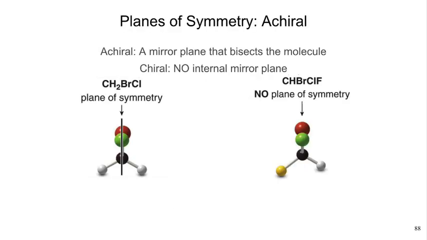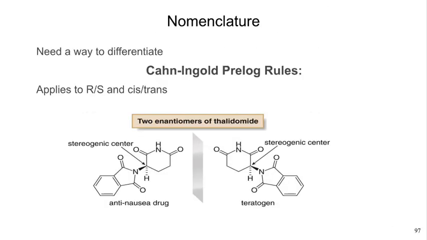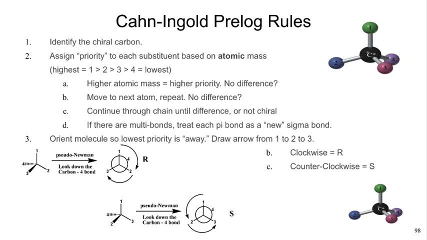Because believe it or not, all of this stuff is technically just application of what we've already talked about. Remember we talked about E and Z? And I said there were rules that helped us to establish E and Z. Ta-da! Assigning priority is right here. Higher atomic mass. We didn't find a difference. What did we do? We moved to the next atom. Still no difference. We continue to move through the chain until we find a difference. You use E and Z as a system just like you will for chiral atoms.